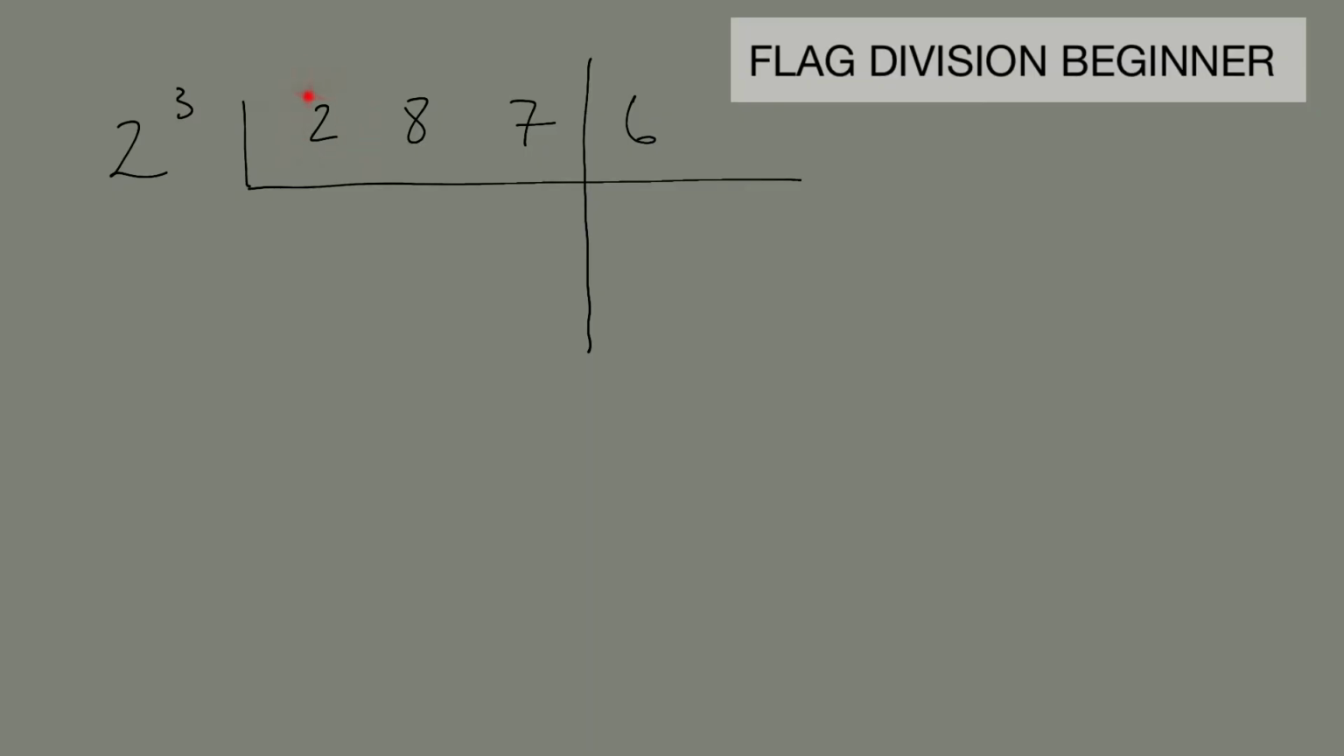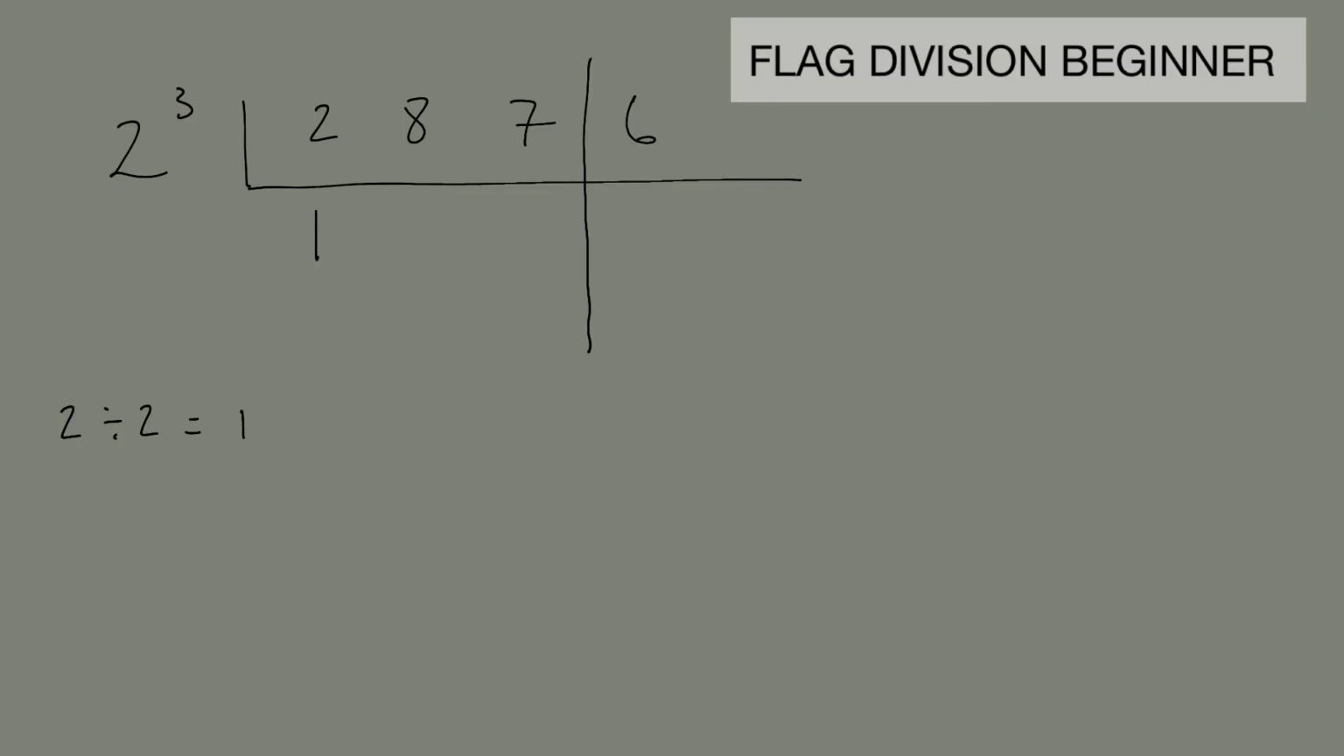We have this number 2. We're going to divide 2 divided by 2. Here, I'm going to write these steps out. 2 divided by 2 equals 1. So we're going to write that number 1.